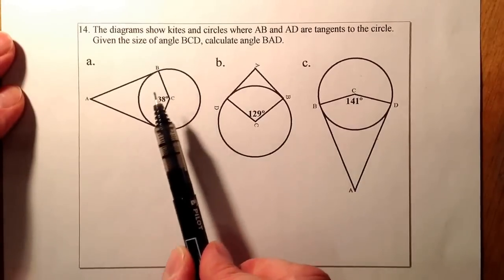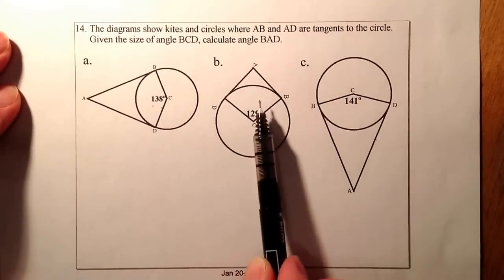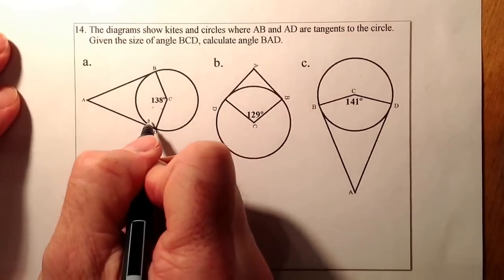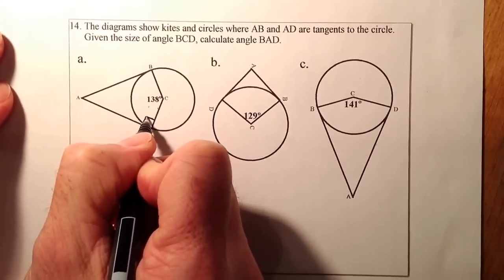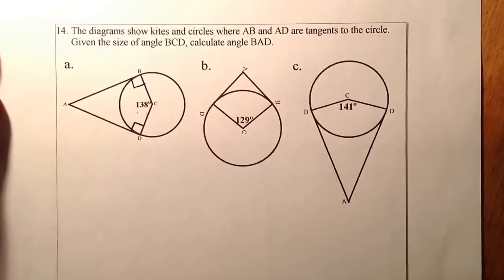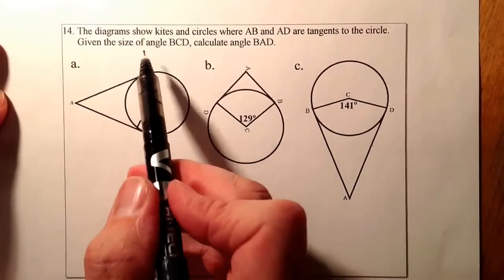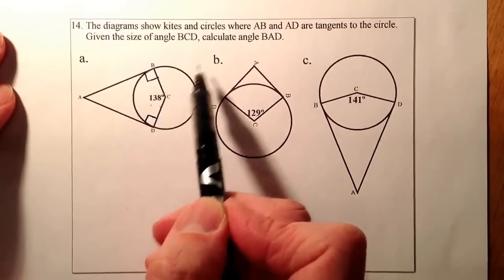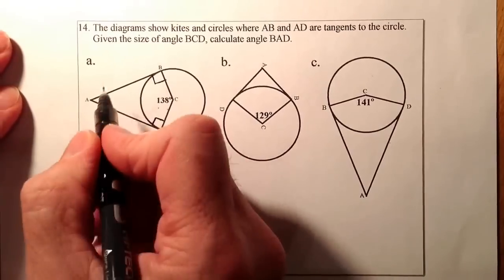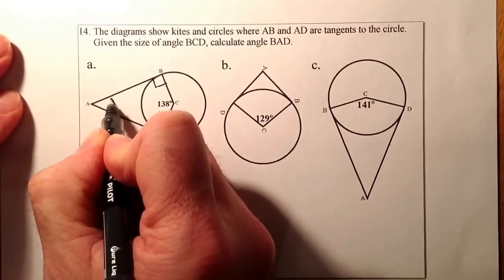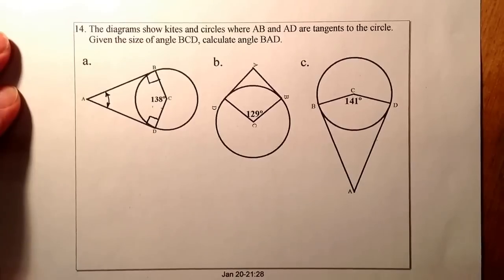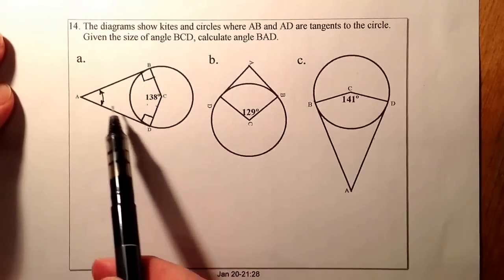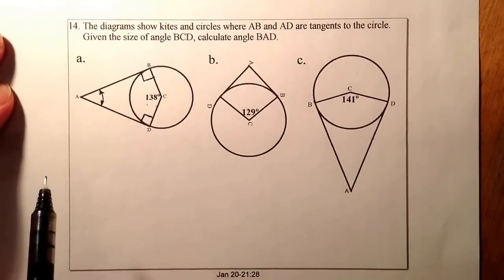Right, so the diagrams show kites, so there's our kites that are there, where AB and AD are tangents to the circle. So if I know it's a tangent, then the first thing that I know is that that there is a right angle. That there is a right angle there. So given the size of angle BCD, so that angle there, calculate the angle BAD. So the one that I'm interested in is the size of this angle here. Right, so what I'll do to work that angle out, I know that the angles in a quadrilateral should be adding up to 360 degrees.